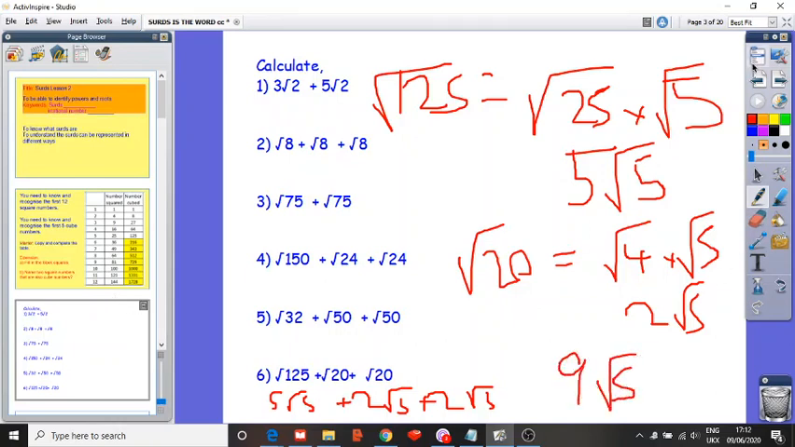So the key point of this is simplify first and then add up all the ones that have the same roots. If you get a question that has different roots, you can't add them together. Same as if you had a question that had A's and B's, you can't add A's and B's together.